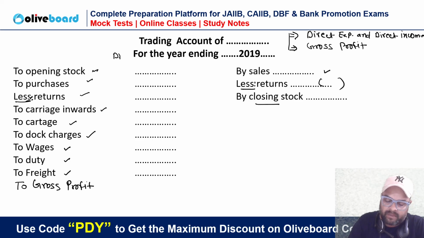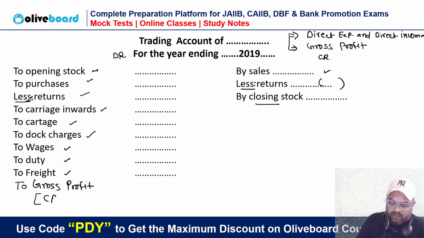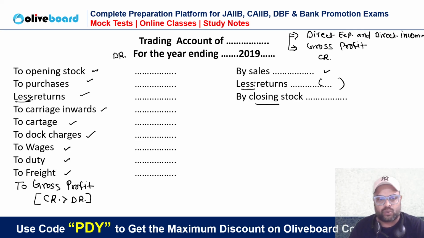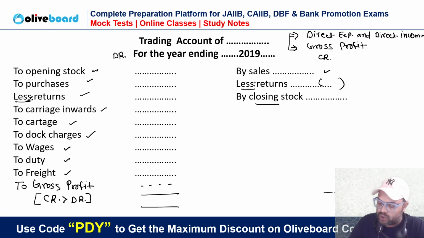This is the debit side, this is the credit side. So gross profit will arise when the credit side is greater than the debit side. When we reduce the total of the debit side from the credit side, we have the value of gross profit, because the totals of these two sides should be equal to each other.